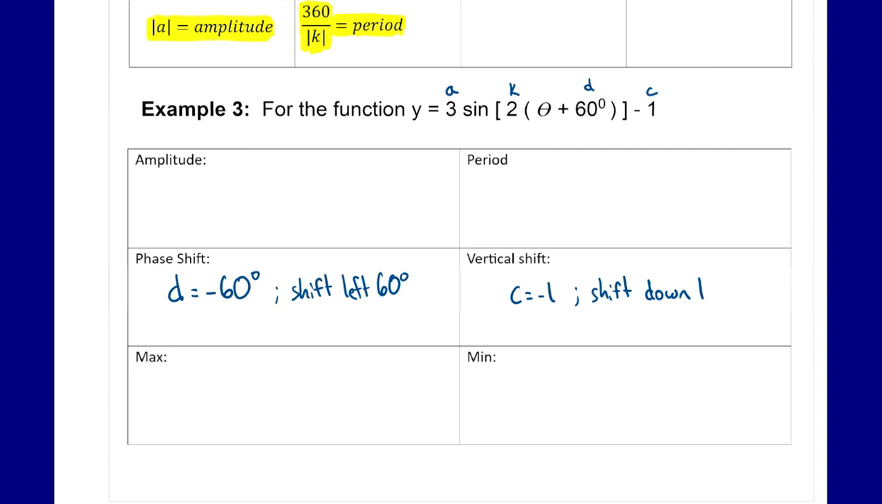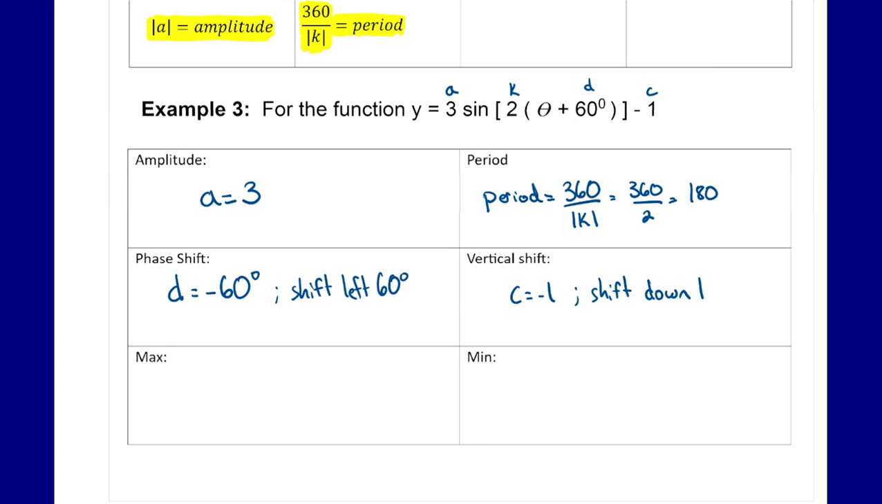Our amplitude and our period, again, these are going to be a little bit different, right? But our amplitude is just our A value. So our amplitude is 3. And our period is equal to 360 divided by the absolute value of k, or 360 divided by 2, or 180. So that means we have a period of 180 degrees.